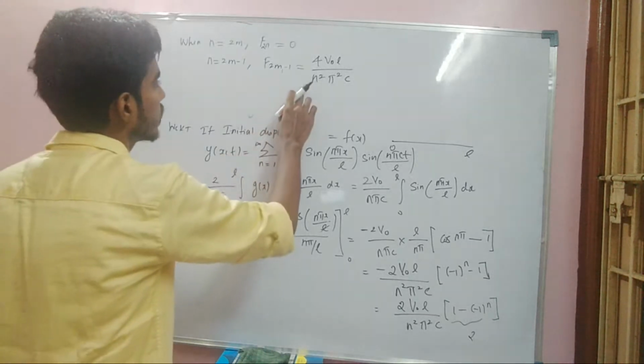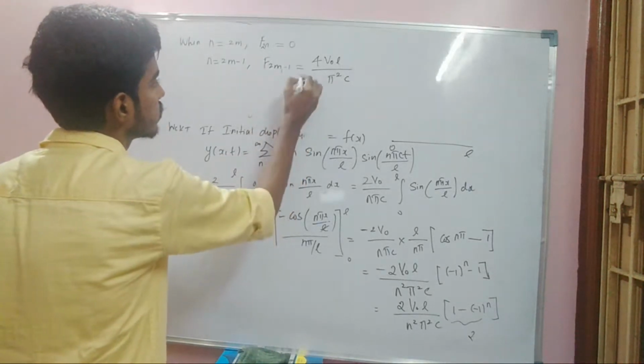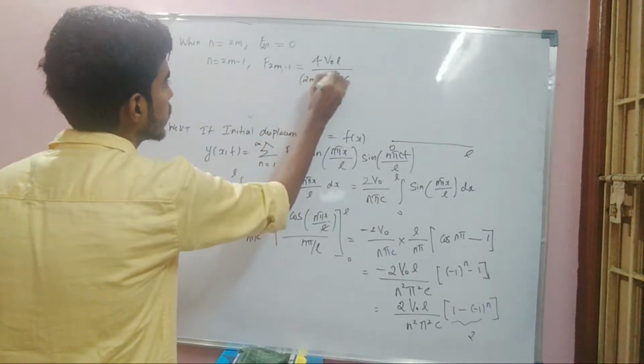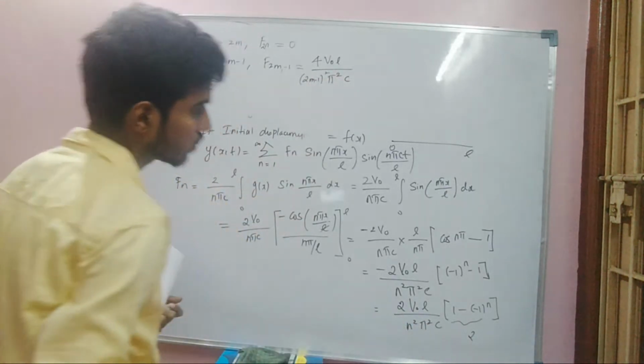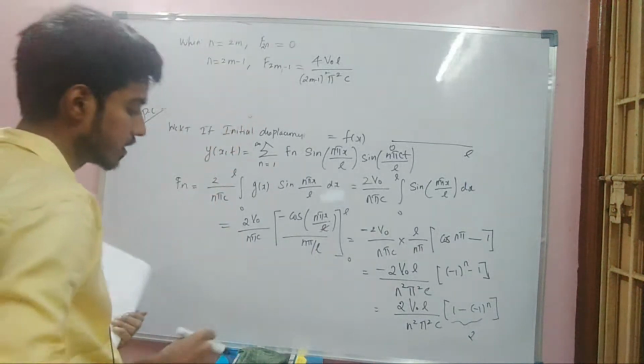So I will also replace n to be equal to 2m minus 1, 2m minus 1 whole square. I'm just replacing the n to be odd, so we have 2m minus 1 whole square n square pi square. This is our Fn.